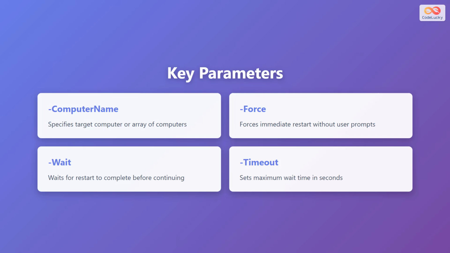Restart-Computer has several key parameters that give you control over how the restart occurs. The -ComputerName parameter specifies the target computer or an array of multiple computers. The -Force parameter forces an immediate restart without prompting users, making it ideal for scripted operations. The -Wait parameter tells PowerShell to wait for the restart to complete before continuing with the next command in your script. Finally, the -Timeout parameter sets the maximum wait time in seconds, preventing your script from hanging indefinitely if a computer fails to restart properly. Understanding these parameters helps you create more robust and reliable automation scripts.